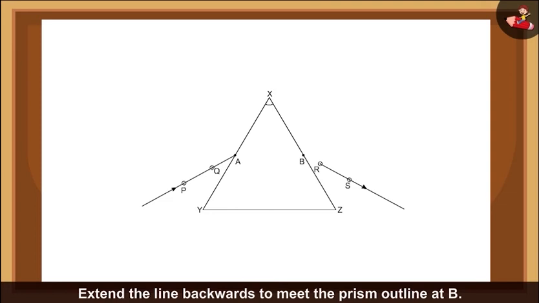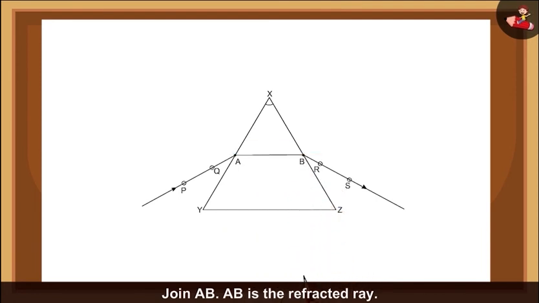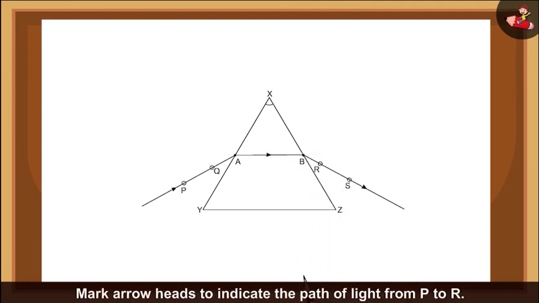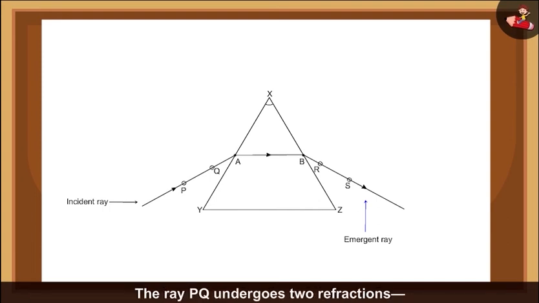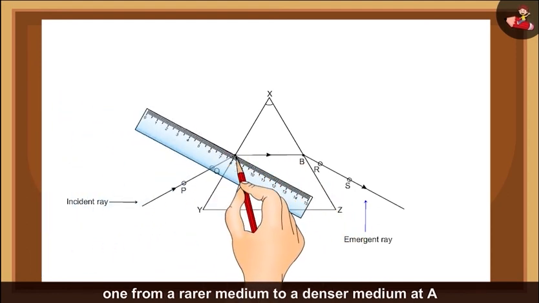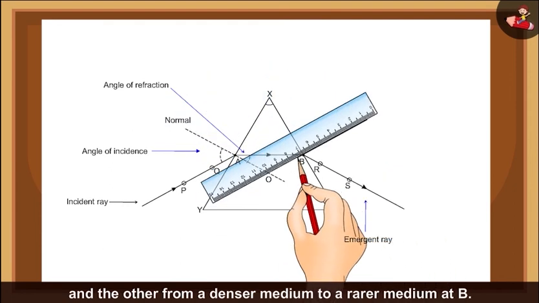Extend the line backwards to meet the prism outline at B. Join AB. AB is the refracted ray. Mark arrowheads to indicate the path of light from P to R. The path PQABRS shows the refraction of the ray PQ through the prism. The ray PQ undergoes two refractions, one from a rarer medium to a denser medium at A and the other from a denser medium to a rarer medium at B.